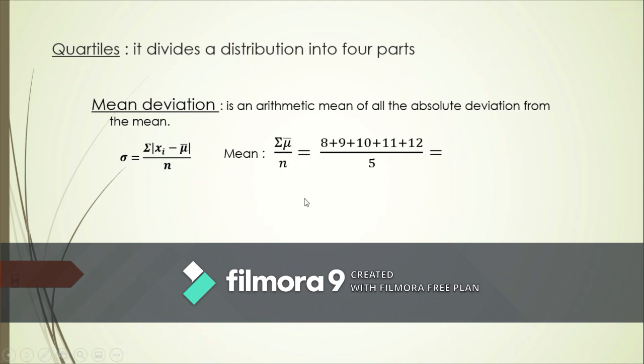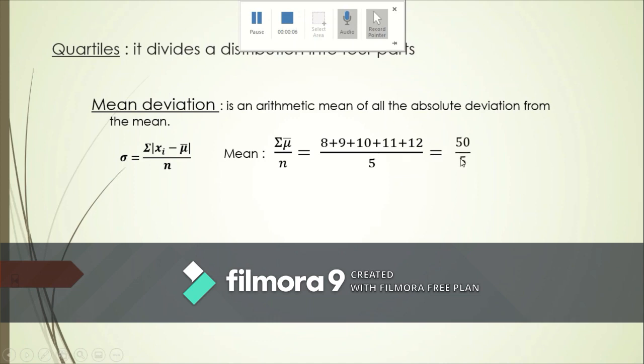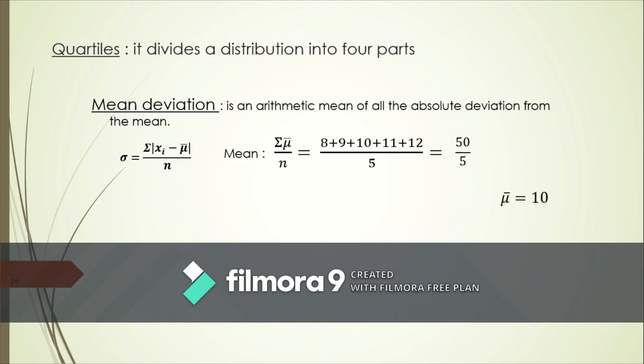So, i-add lang po natin yung sample data natin kanina para makuha natin yung mean over the number of data. So, ang number of data natin is 1, 2, 3, 4, 5, kaya 50 over 5. So, if we add this together, we have 50 over 5, which is the sum of all the data we have divided by the number of data, and this will be equal to 10.